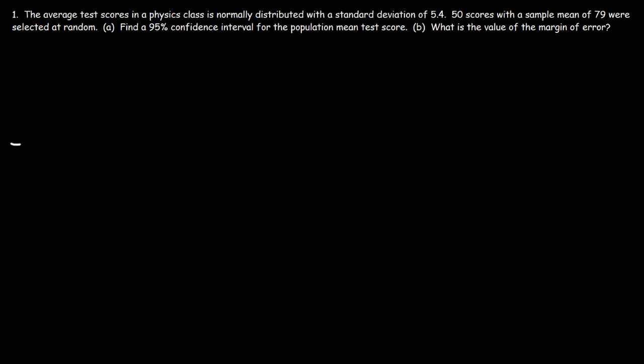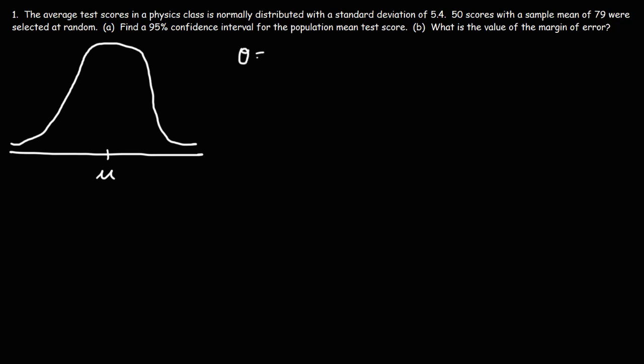So we're dealing with a normal distribution. And that normal distribution has a population mean. We don't know what the mean is. However, we can estimate the population mean by means of a confidence interval. We know the standard deviation of the population, that's 5.4. The sample size is 50. 50 scores were selected at random. And the sample mean, x bar, is 79. So with this information, how can we construct a 95% confidence interval?